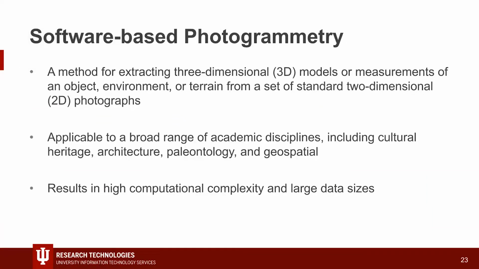They used it in World War II to find camouflaged tanks by seeing the difference in elevation where those tanks were. Because you would take one 2D picture and you'd just be like, I don't see anything. And then you compare two and you start extracting elevation, you're like, there's something under there. It's applicable to a broad range of academic disciplines, including cultural heritage, architecture, paleontology, and geospatial stuff. And it results in high computational complexity and large data sizes.